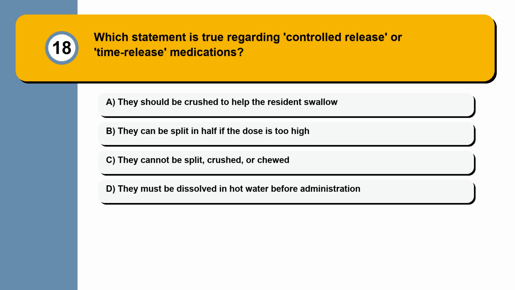Question 18. Which statement is true regarding controlled release or time release medications? They should be crushed to help the resident swallow. They can be split in half if the dose is too high. They cannot be split, crushed, or chewed. They must be dissolved in hot water before administration.